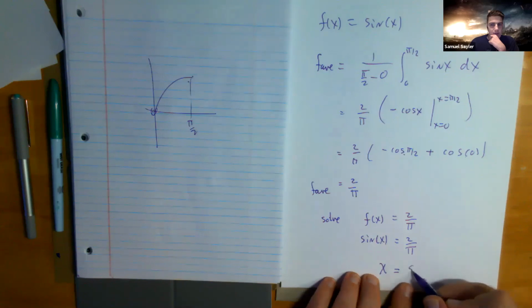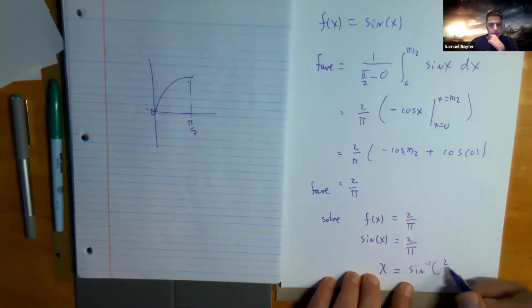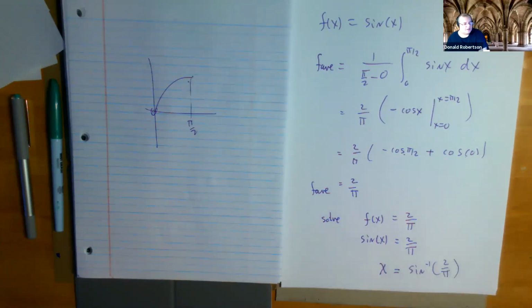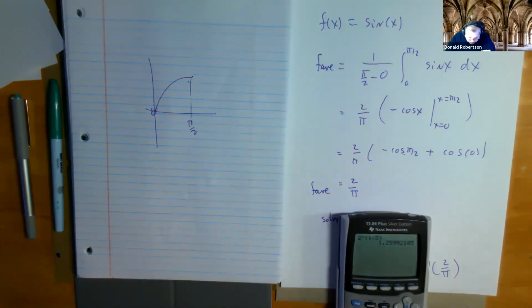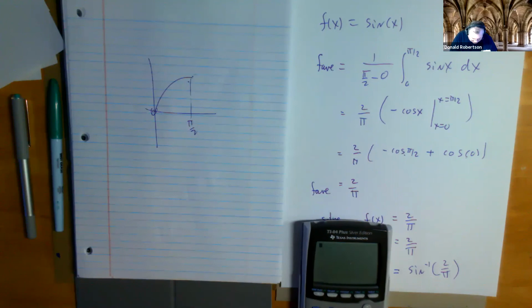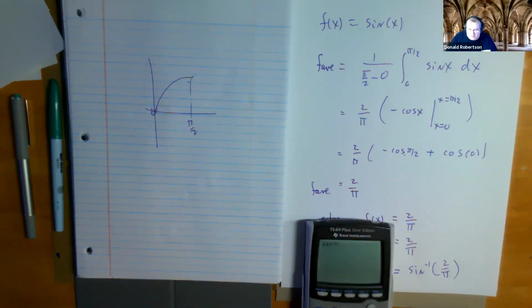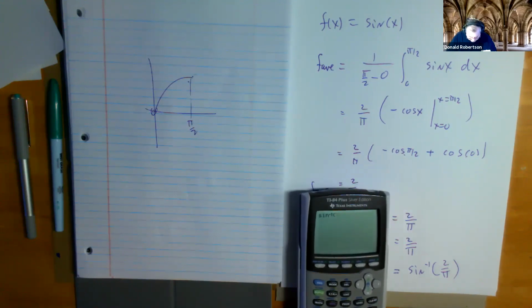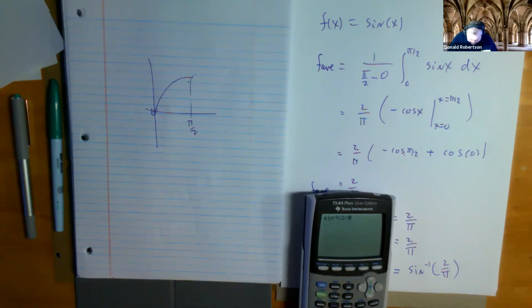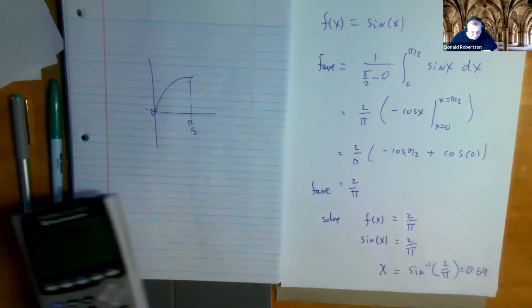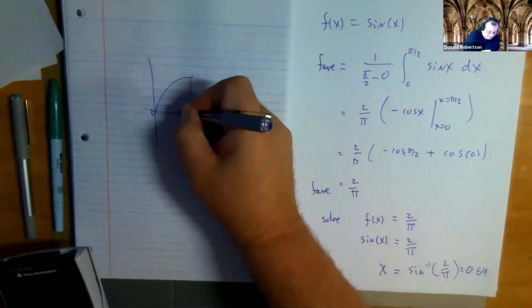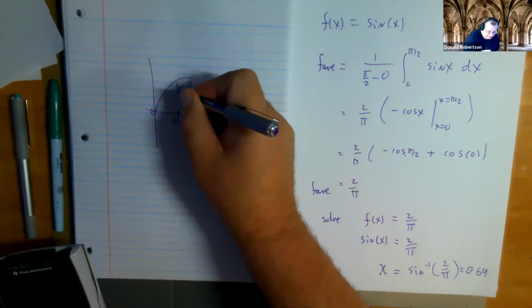Sine inverse of 2 over pi. Yeah. And I'll just go to my calculator, make sure it's in radians, which I'm sure it is. And I'll do the inverse sine of 2 over pi. And the answer I get is about 0.69. So can you imagine somewhere about there, there's a 0.69.